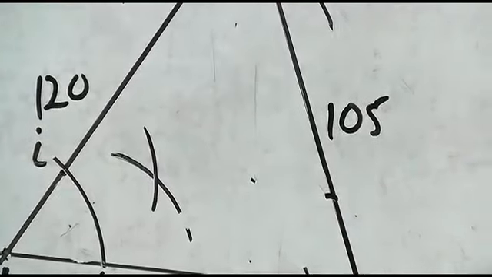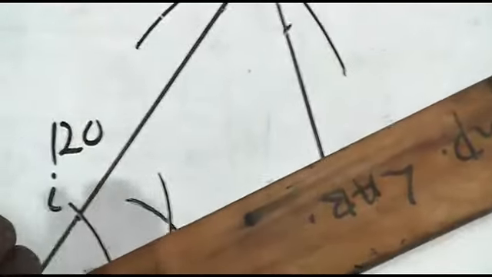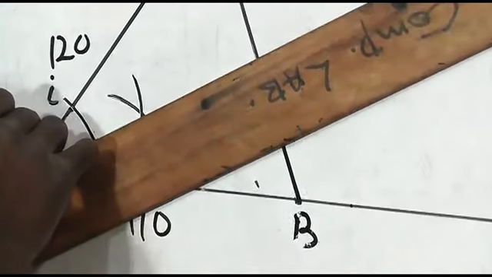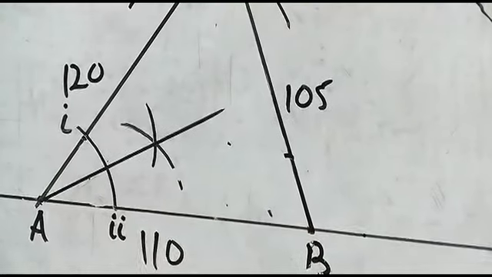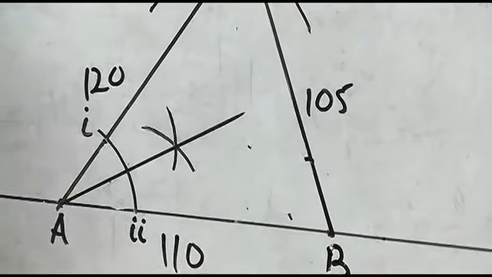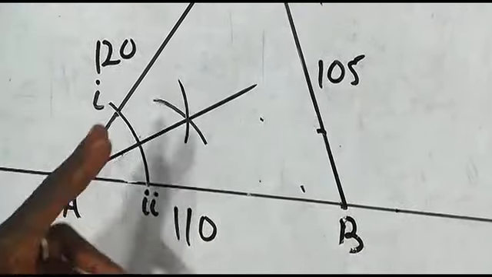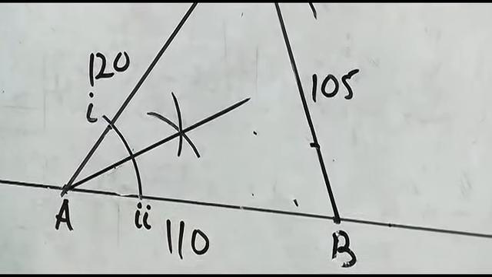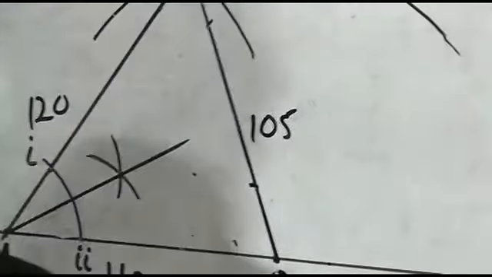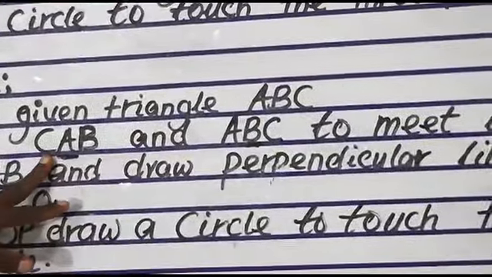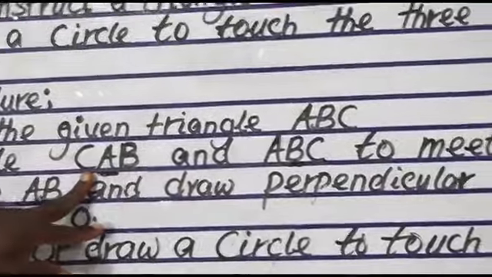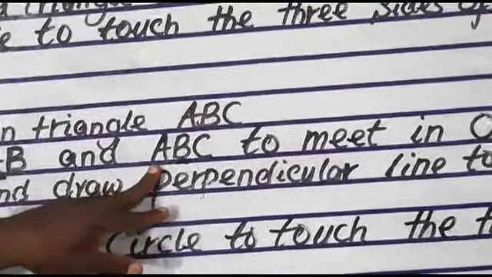When you are done with this, you pick your ruler and draw a line from point A passing through the intersection of the two arcs. You can see that. Alright, so we've successfully bisected one side of the angle. Now we are going to bisect the other side of the angle. We are following our procedure. We bisected this side of the angle now, CAB, and we are going to bisect ABC.